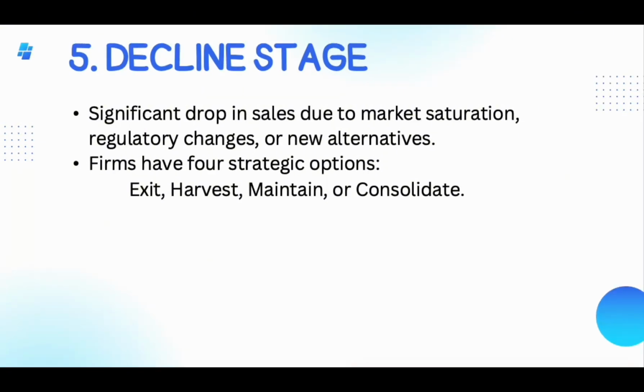Now, notice that firms have 4 strategic options. Una is exit. So kung exit, meaning an entity or a business could leave the company or the industry. Companies that see no future probability may exit the market by selling their assets or shutting down operations. So this option is chosen when there is declining demand, rising cost, or strong competition.